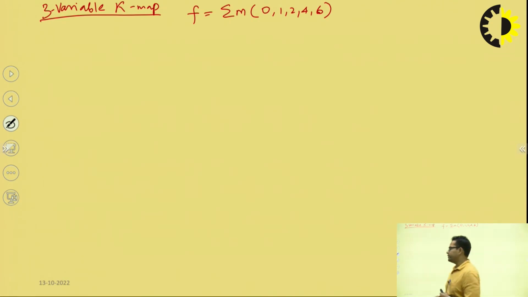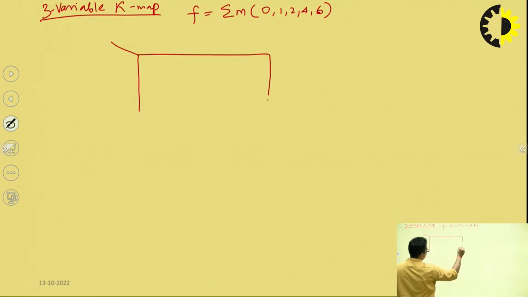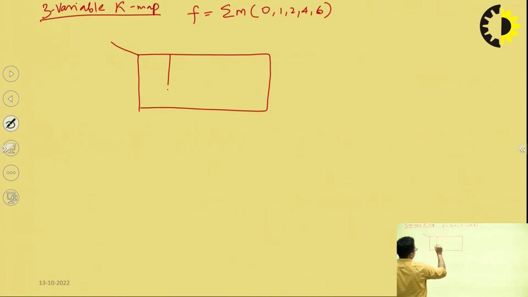In order to solve this, we first have to draw the K-map, and this is a 3 variable K-map. How can we get this conclusion? Because the maximum value that we have is 6. In order to represent the value 6 in binary form, the number of variables required is 3. So it is a 3 variable K-map. A 3 variable K-map is going to give me a combination of 8 cells, so we will have 2 rows and 4 columns.